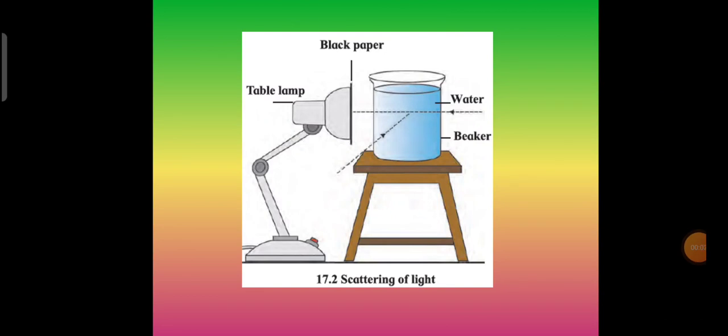This is another activity on scattering of light. Here, you cover the mouth of the lamp shade properly with black paper using sticking tape. Prick a hole of 1 to 2 mm diameter in the center of the paper with the help of the packing needle. Then, you take clear water in the beaker.